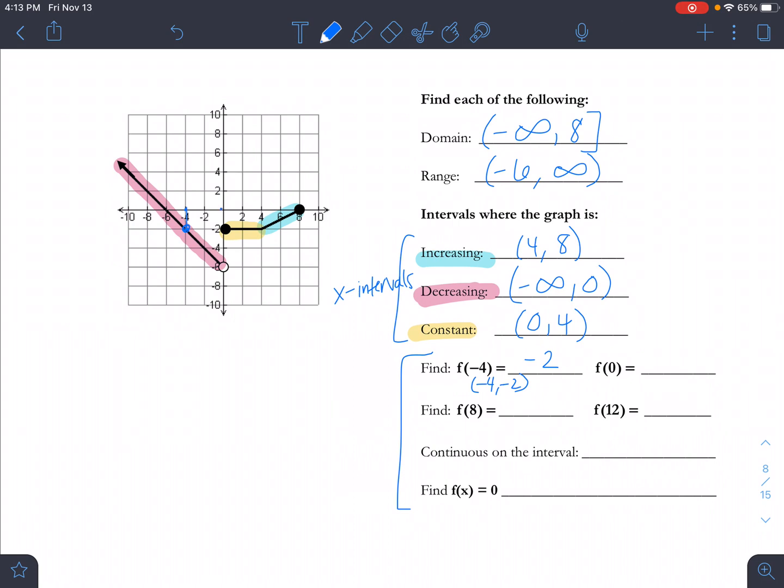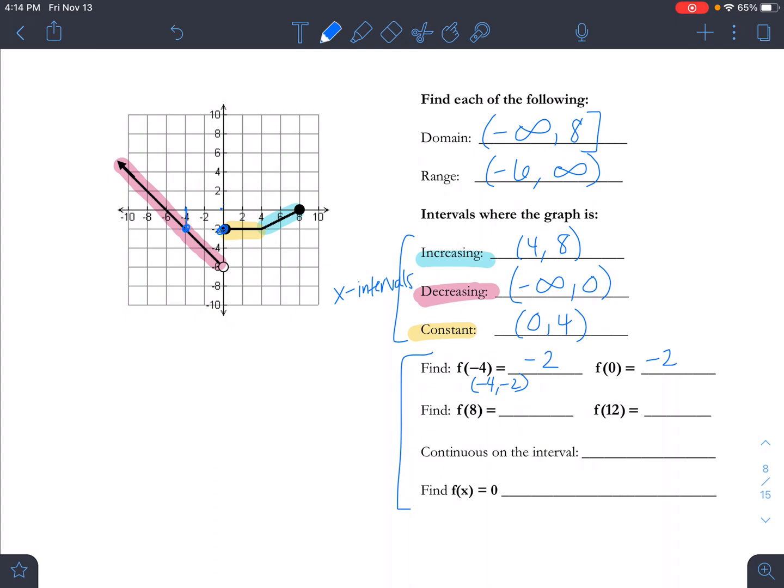At x equals 0, if I drop down, you'll notice I have 2 points here, but only one of them is a filled circle. That is where this is defined. You might be wondering, what if both of them were filled circles? This would not be a function then. It would not be a function because it would actually fail the vertical line test.